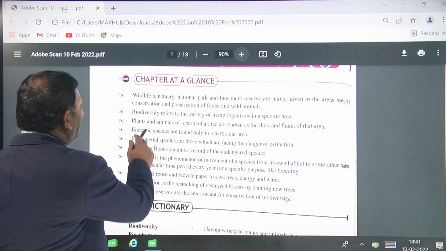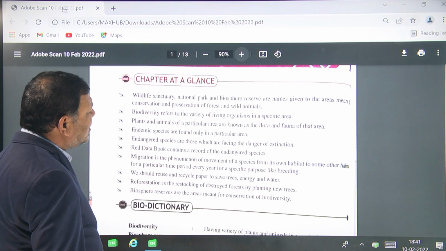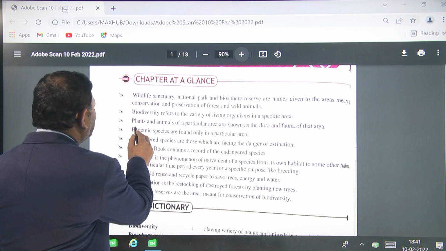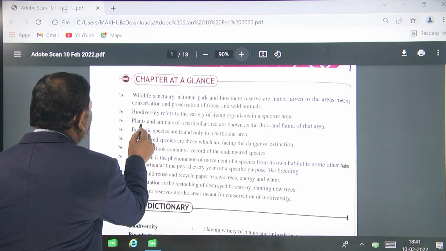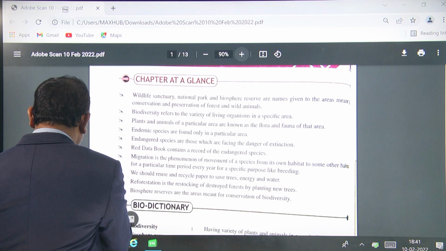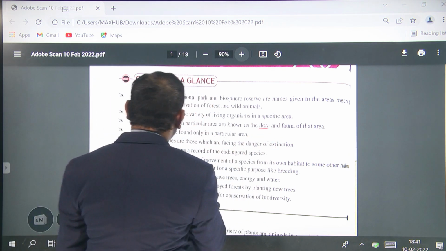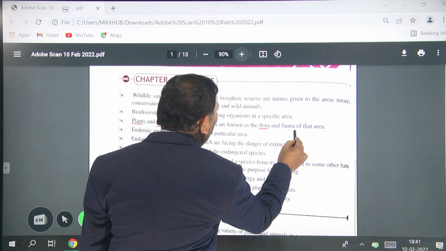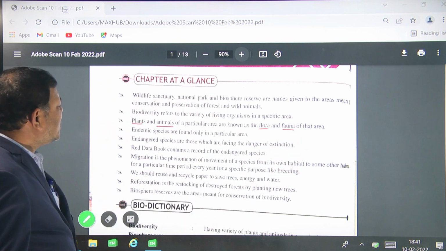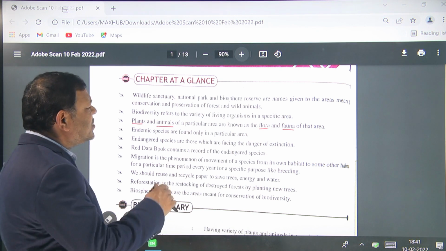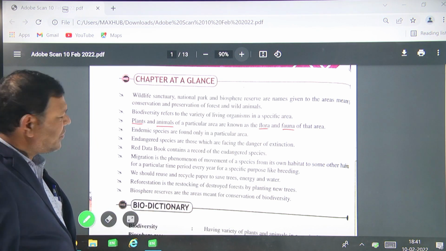So plants and animals of a particular area are known as the flora and fauna of that area. Plants means flora and animals means fauna. So in this particular area different types of plants and animals are present, that is known as the flora and fauna.